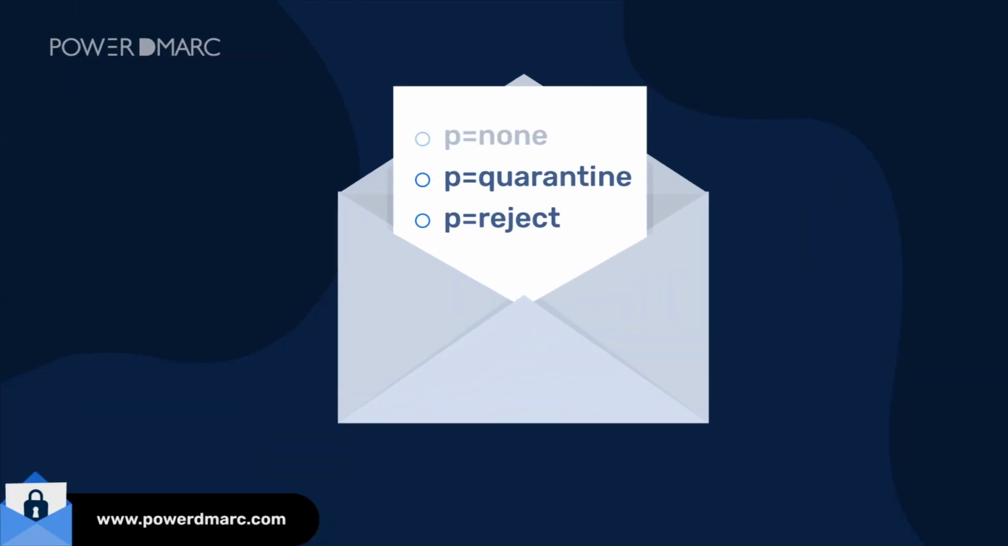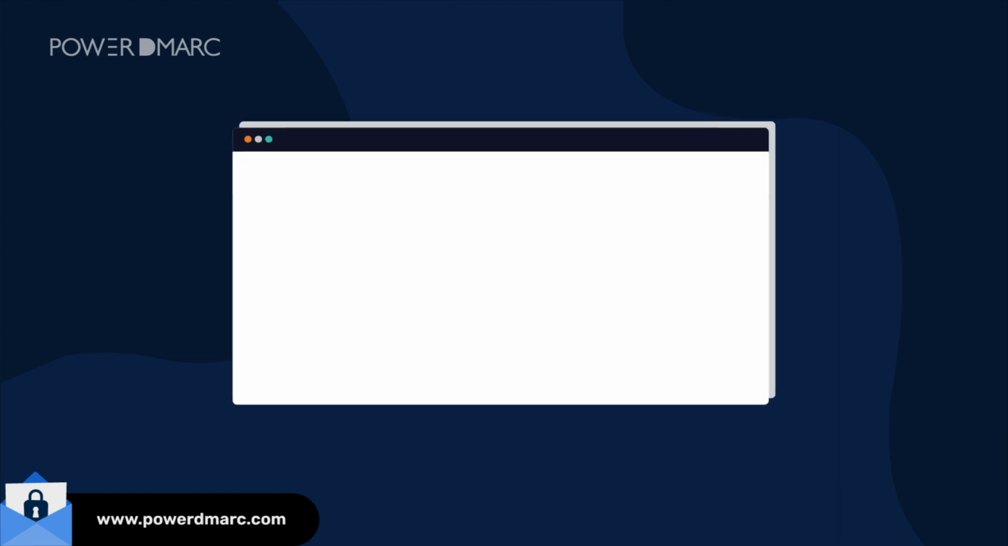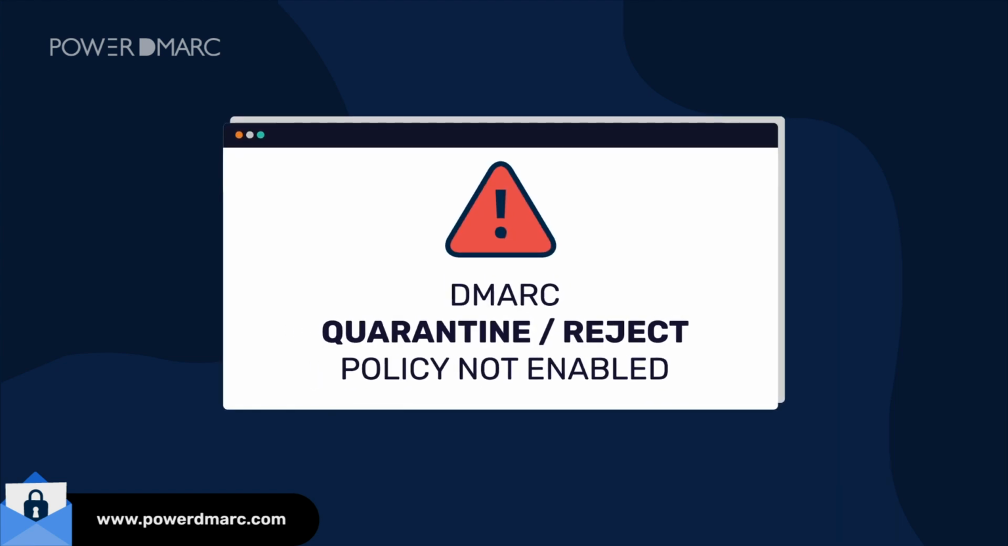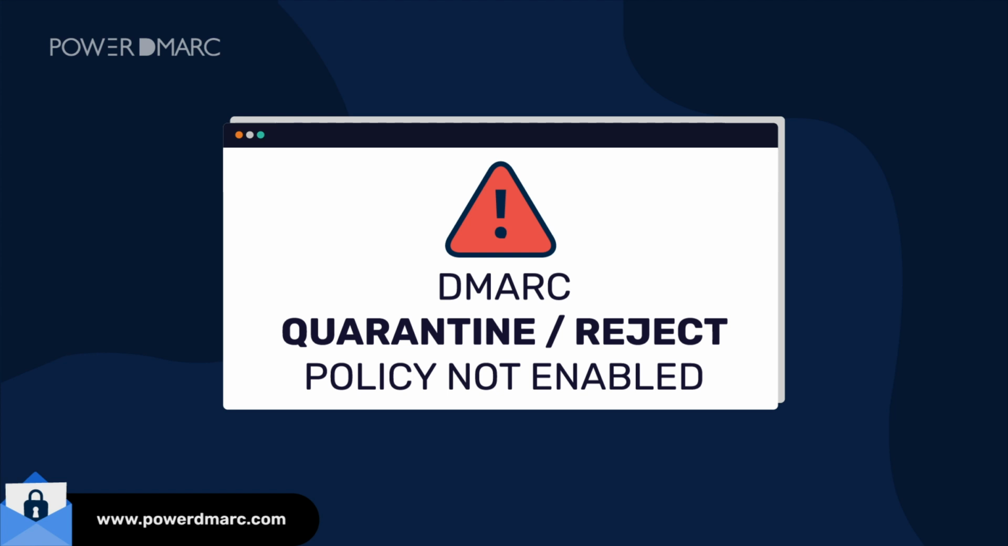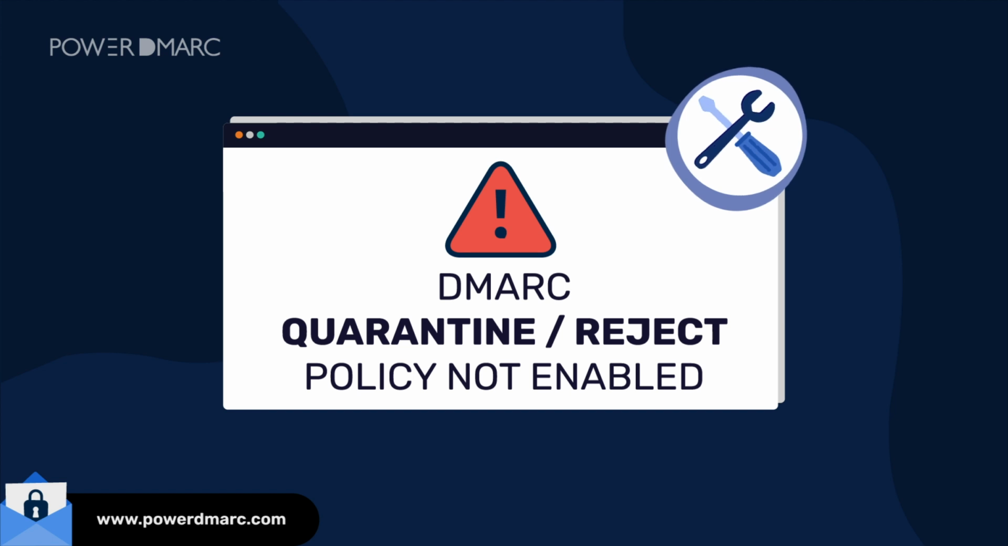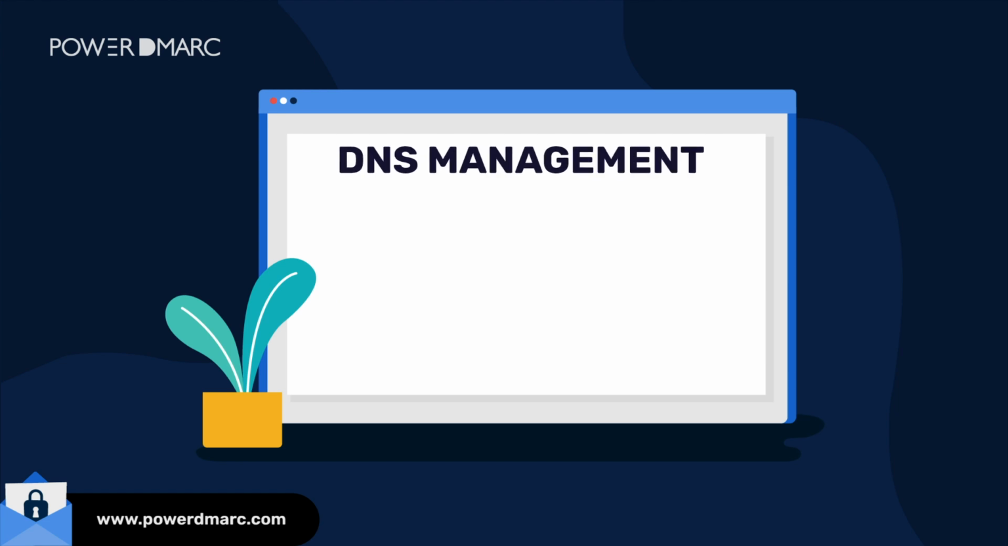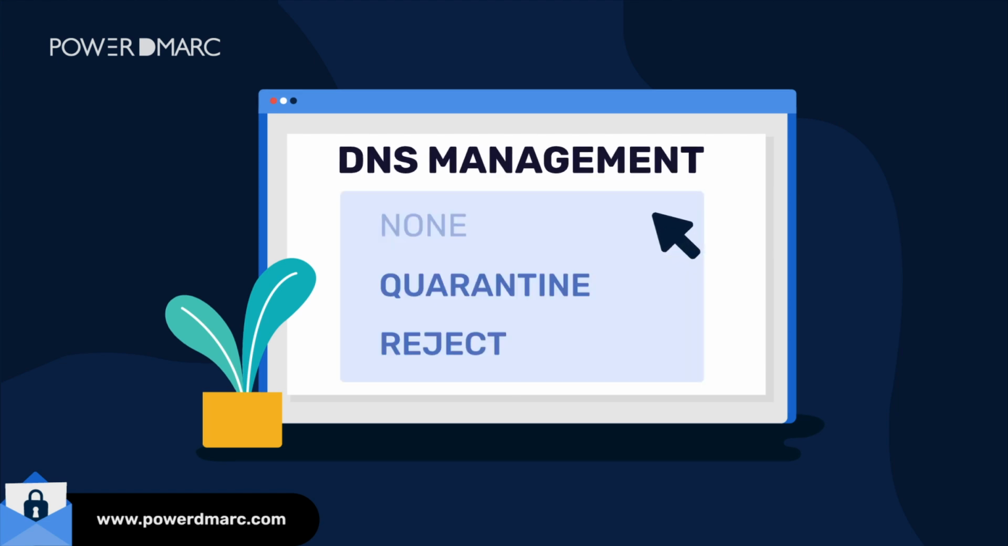You may also come across a similar variation of the previously discussed issue. This is when you get a DMARC Quarantine/Reject policy not enabled warning. Fixing this requires a minor tweak in your DMARC record. Head over to your domain's DNS Management Console and edit your record by replacing the None policy in your DMARC policy tag with Reject or Quarantine, and you're done.